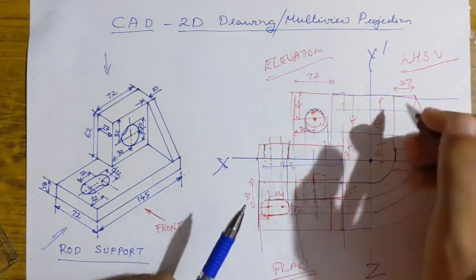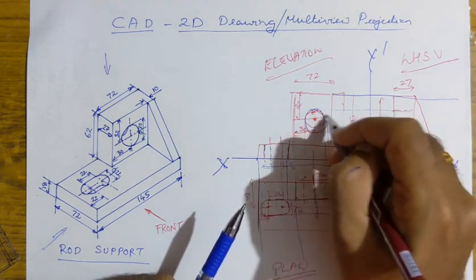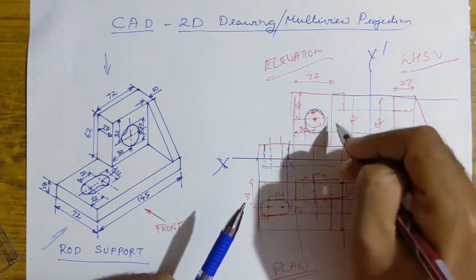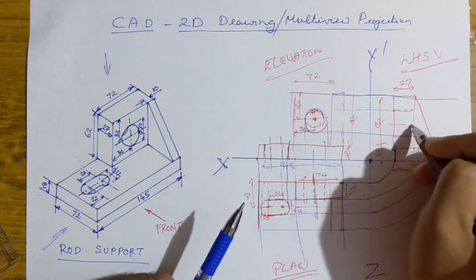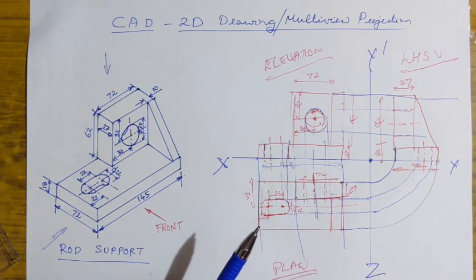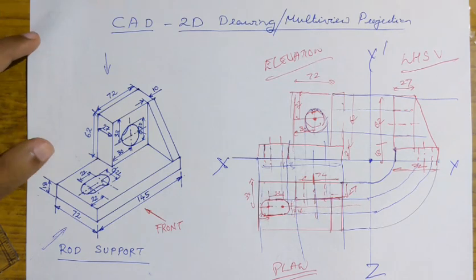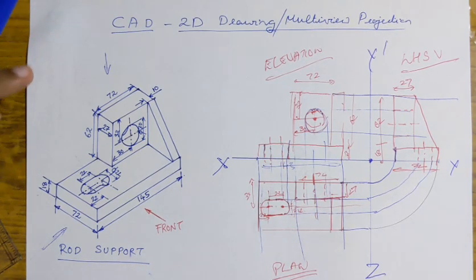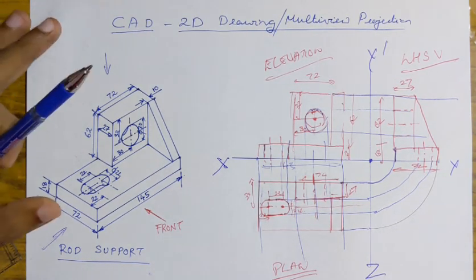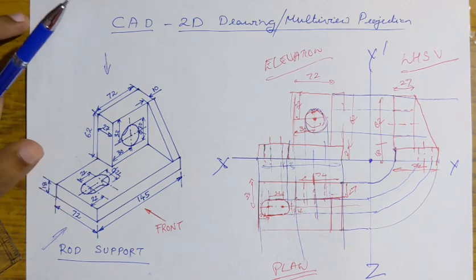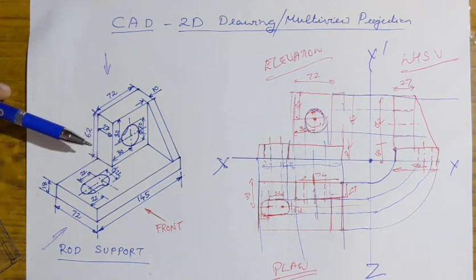Next is the circle. This is the top edge, this is the bottom edge, whereas this is the axis. So that completes the side view as well. So that's it. This is the solution of the problem, that is to draw the 2D drawing of this isometric part.